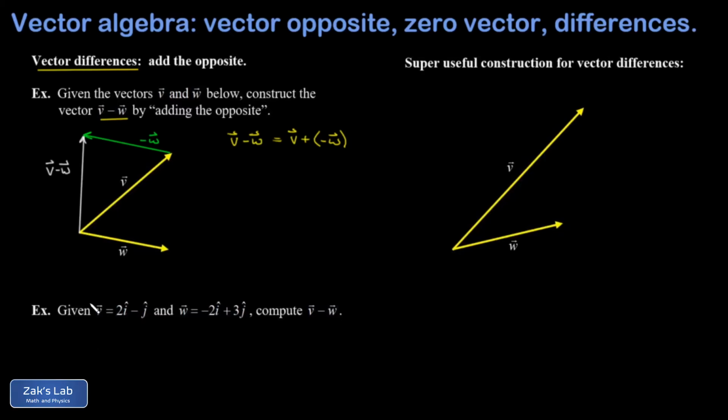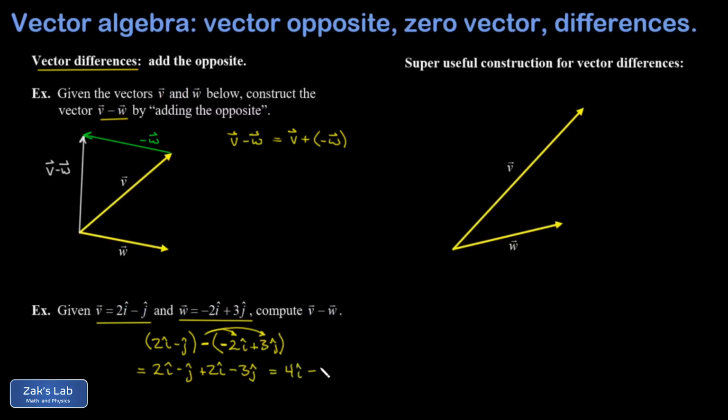I can also do vector subtraction algebraically. So in the next example, I have v is 2i hat minus j hat, w is negative 2i hat plus 3j hat, and I want to get v minus w. So I just plug in v is 2i hat minus j hat, and then subtract negative 2i hat plus 3j hat. Alternatively, you could say you're adding negative 1 times that quantity. We have to distribute that factor of negative 1. I have a double negative on that i hat component. Then we collect like terms. This gives me 4i hat minus 4j hat. And that's just an algebraic way of doing the same thing we did geometrically in the previous example.